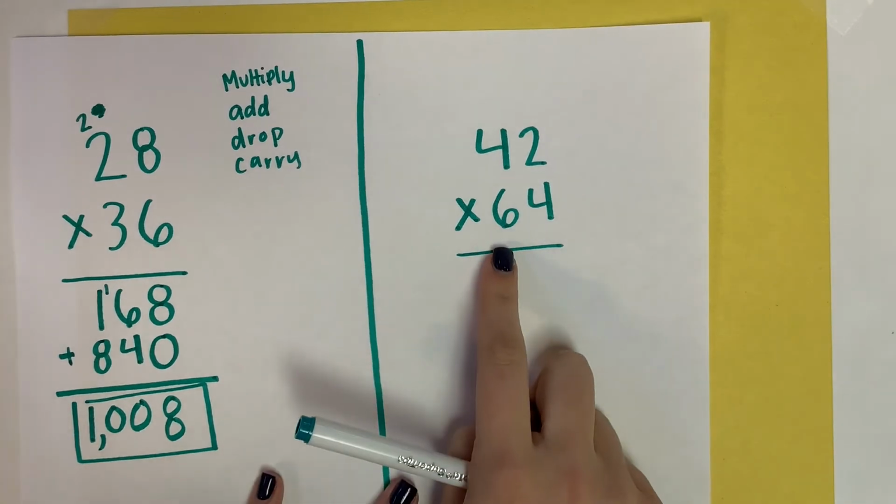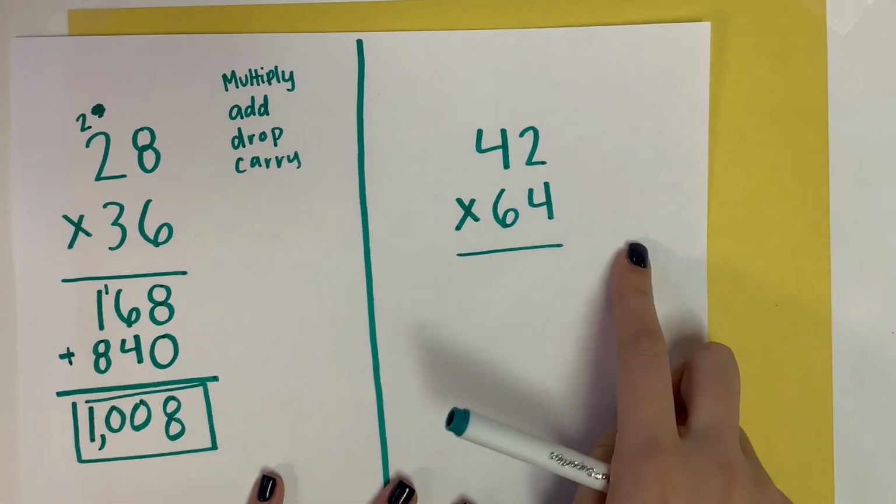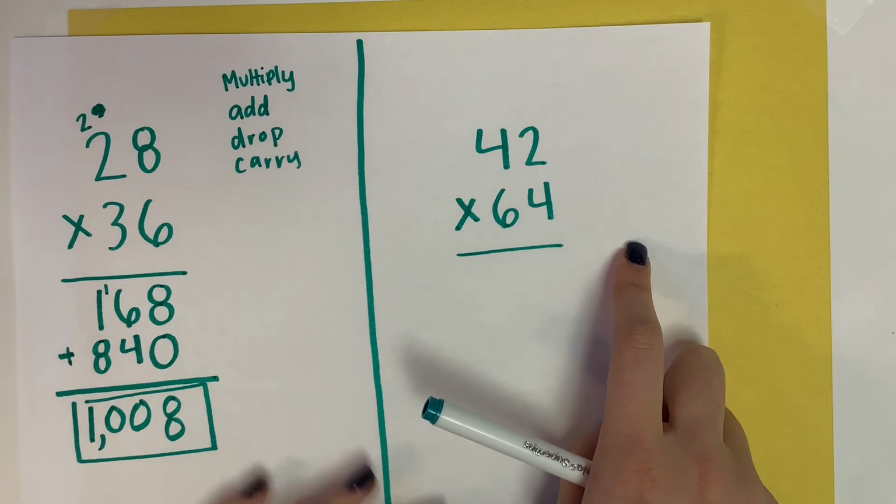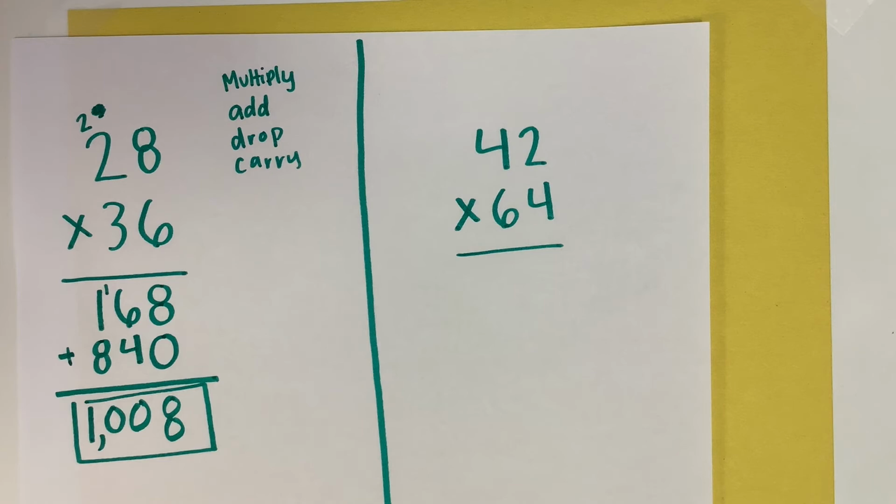Try it using the standard algorithm, and then maybe you want to check your work with the area model. But whatever you choose to do, pause and spend some time working on it, and then hit play on the video when you're ready to see the answer. Okay, hopefully you've solved it. So now I want you to watch me solve it and see if you did it the same way.